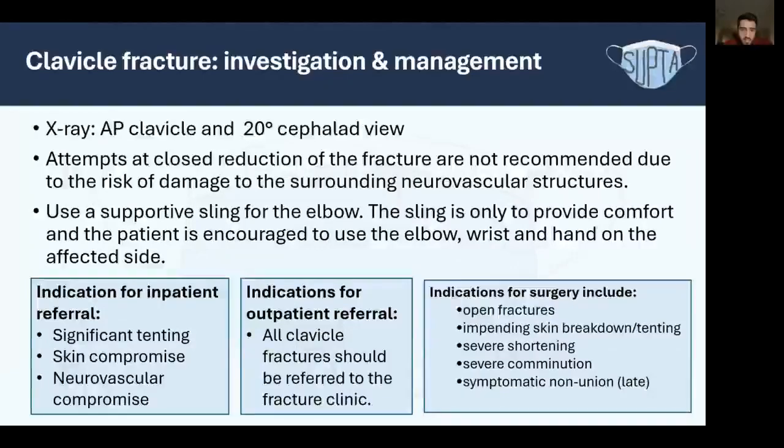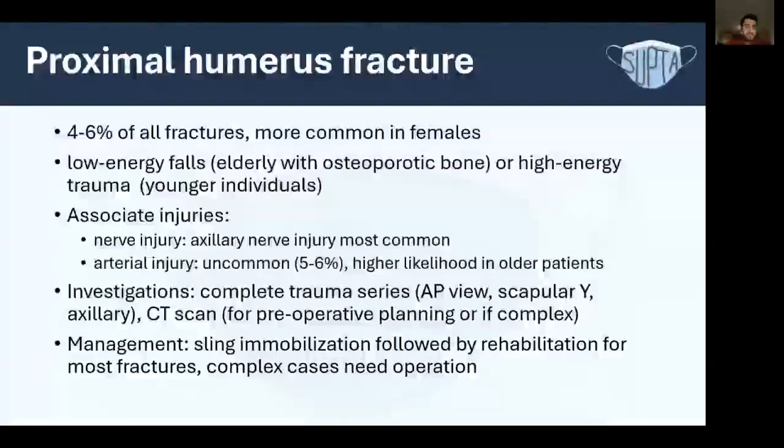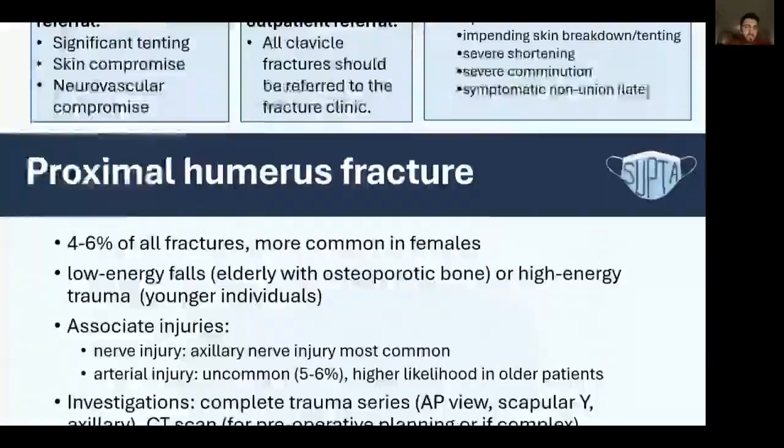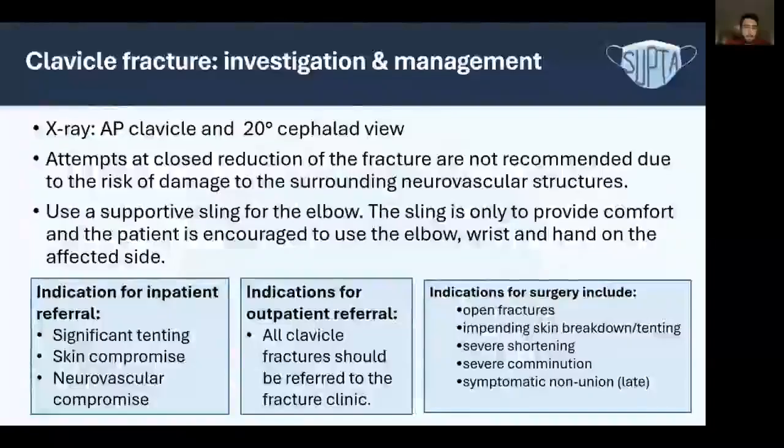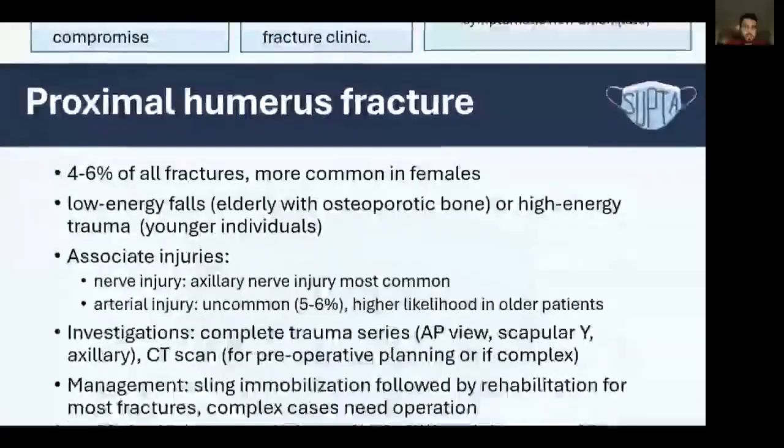Indications for surgery include open fractures, where you get a skin breakdown or tenting, severe shortening of the arm, severe comminution, and symptomatic non-union for fractures that haven't healed at later stages. So usually the management is conservative: you put a sling, you arrange a referral to outpatient fracture clinic, and that's it.